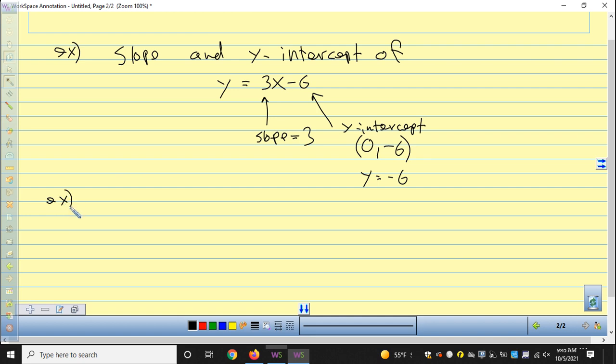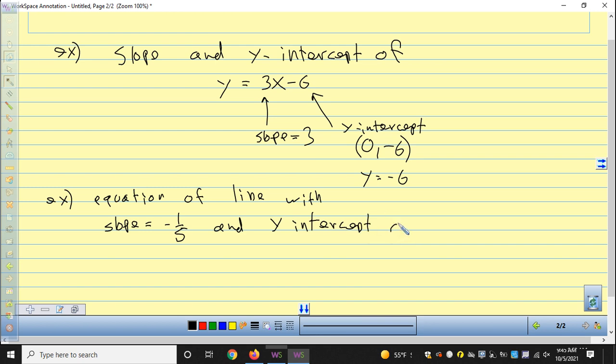Well, let's go the other direction. We want the equation, or an equation, of a line with slope equal to negative 1/5 and y-intercept... sorry, my computer's going really slow, so writing is having a hard time keeping up. Y-intercept of 8 might be how the problem is described.